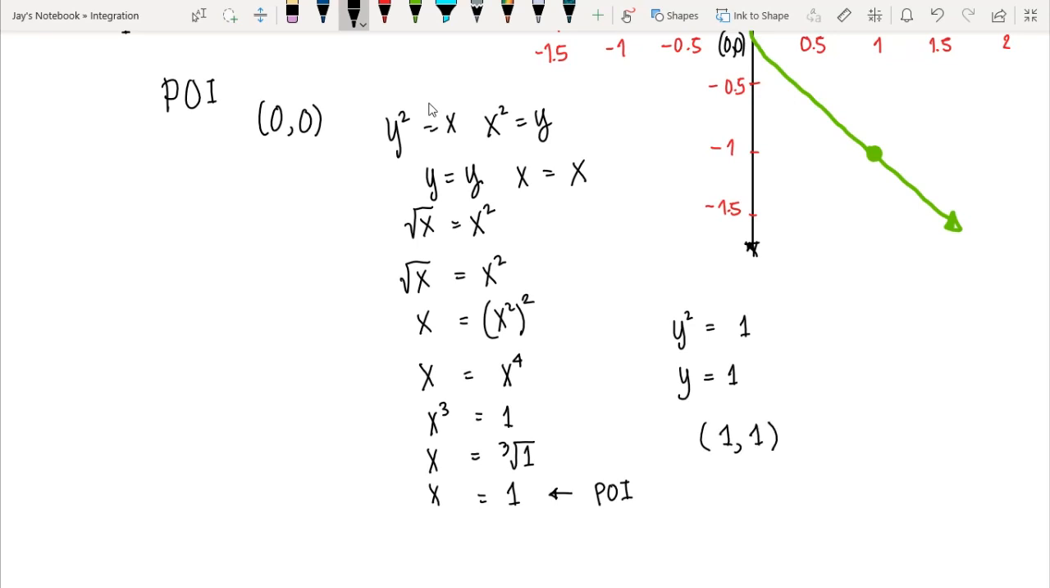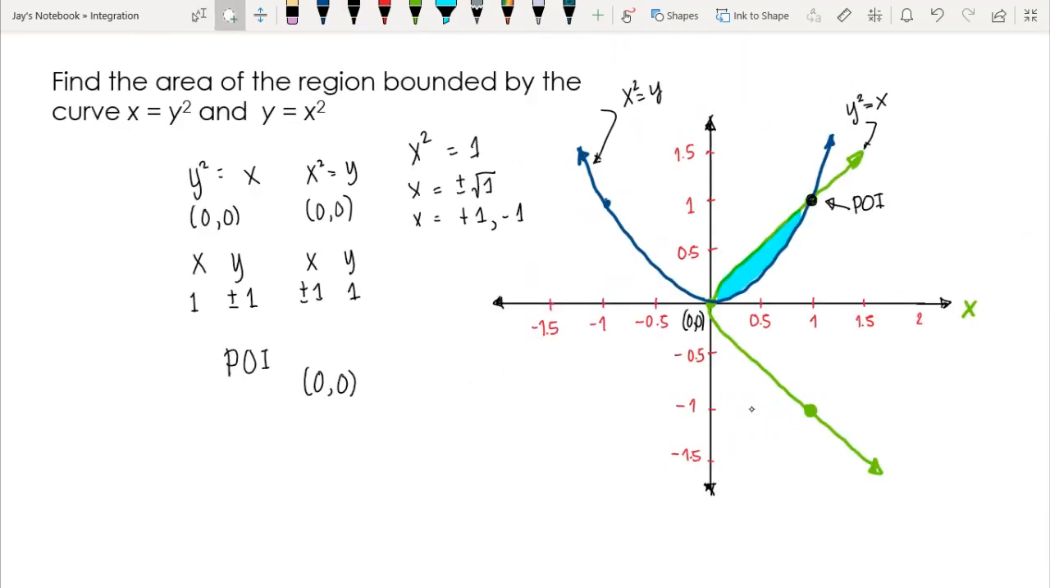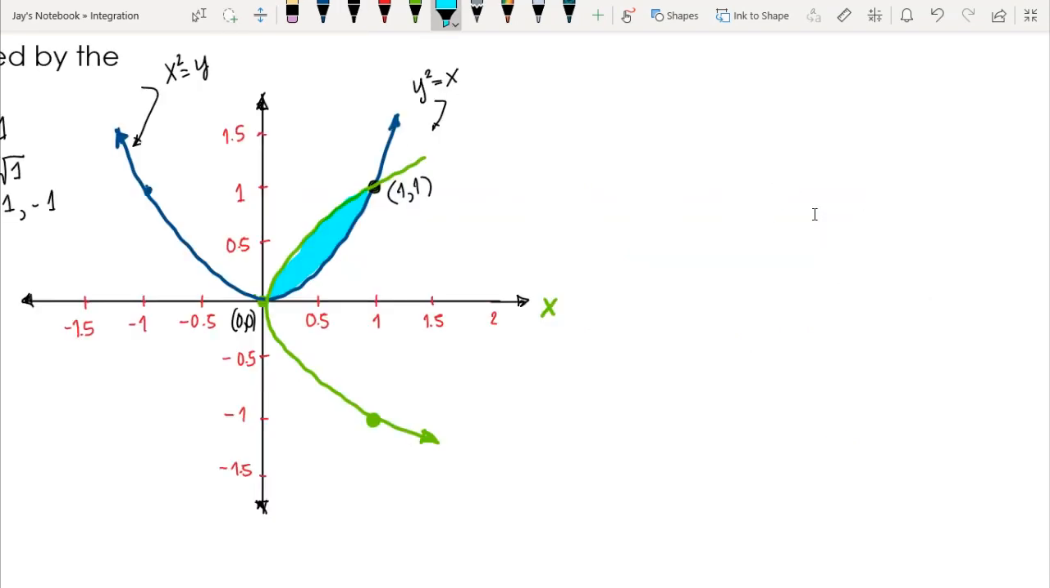When our x is equal to 1 and our y is equal to 1, we have this point here, which is (1, 1). So now we can compute the area. In computing the area, we need to draw a vertical strip or a horizontal strip. You can use either of the two, but since we used a vertical strip in the previous example, let's try a horizontal strip for this one.